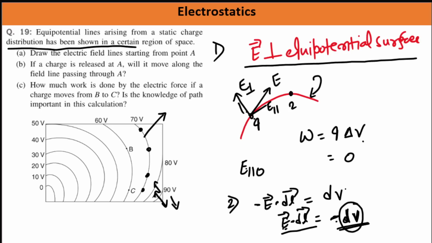Yani ki potential is decreasing the maximum. Okay, so in the direction of electric field, potential decreases the maximum. और यहाँ पे अगर आप ध्यान से देखो, this has a potential of 90, this has a 80 and this has 70. So potential is decreasing somewhat in this sense, right? In this direction. Done है.